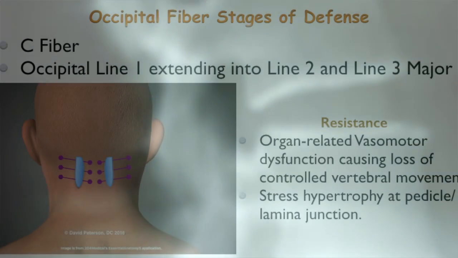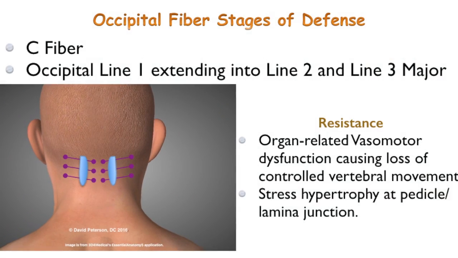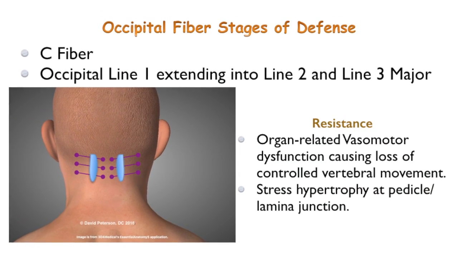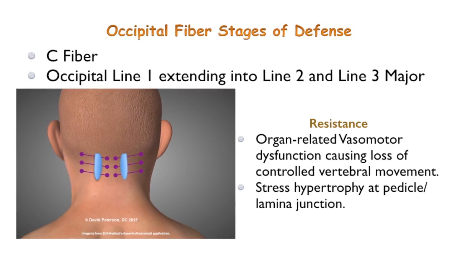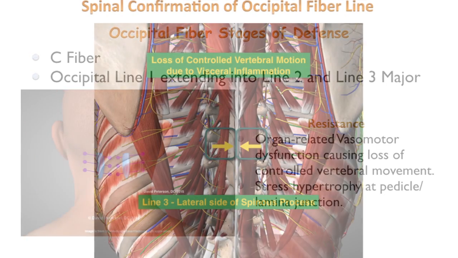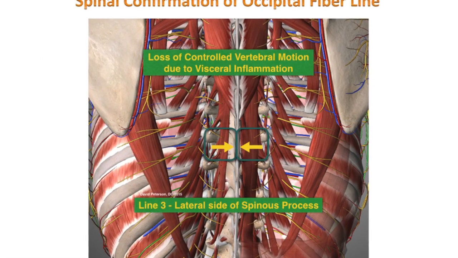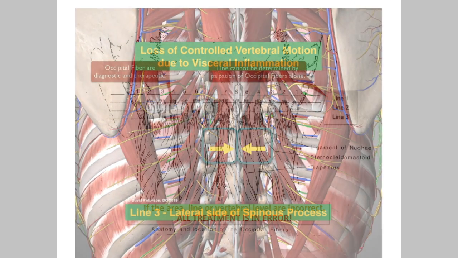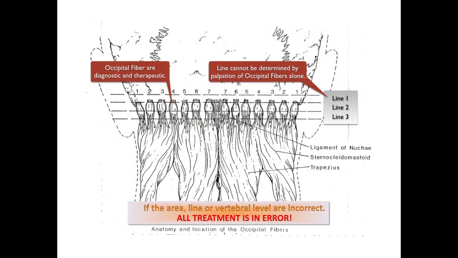This is a line 3 C fiber case. You can see the hypertrophy of the pedicle lamina junction in the L4 vertebra. Once again, it is important to confirm the vertebral indicators to determine the occipital fiber line. Failing to do so would make all treatment an error by diverting the patient's physiologic capacity to heal in the wrong direction.